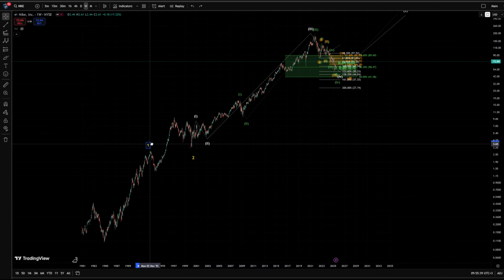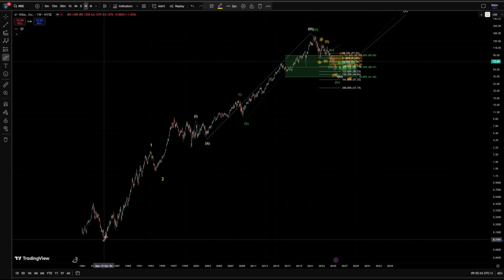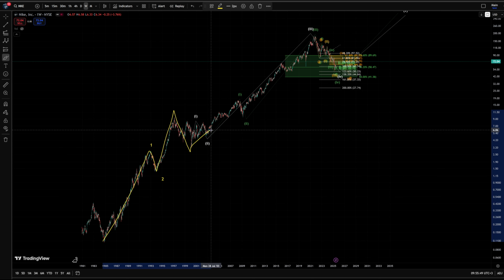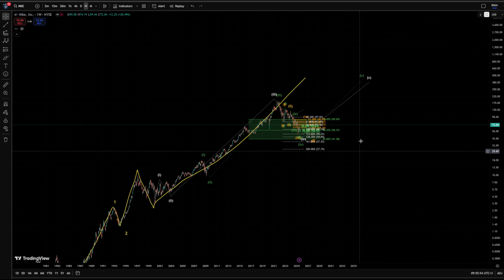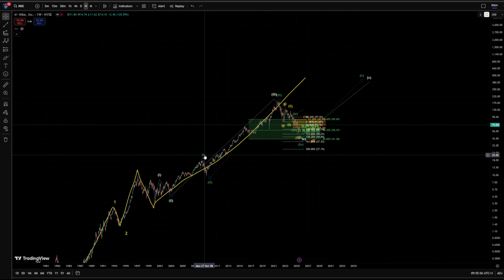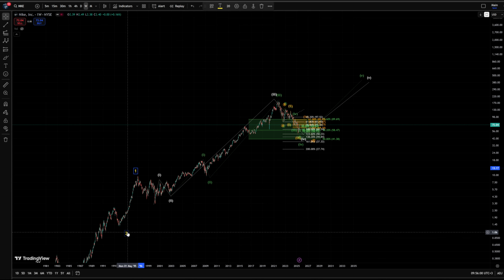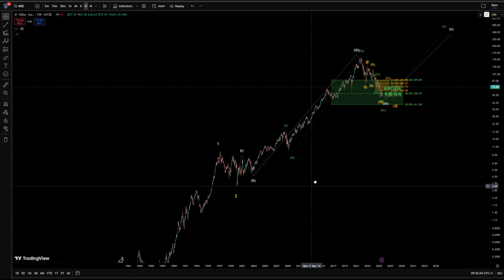Now, as I said, it's also possible that the wave 1 ended here and instead we had 1, 2, 1, 2, but we are still tracking at the moment this third wave to the upside, regardless if it's the third wave or the third wave of the third wave. It doesn't matter because we are still within it, and yeah, we have the support zones and all for that.